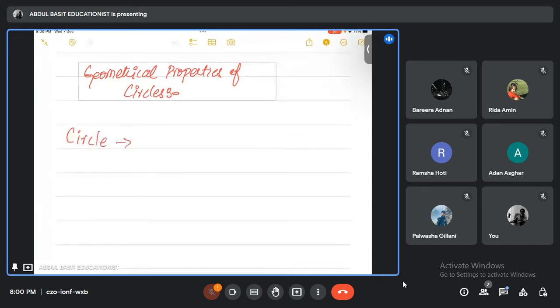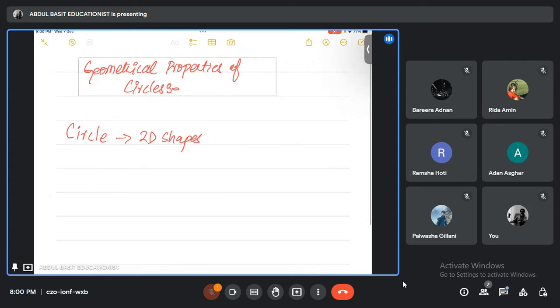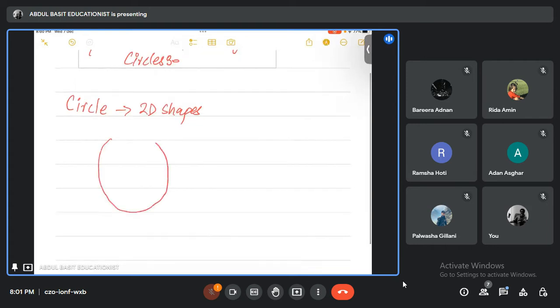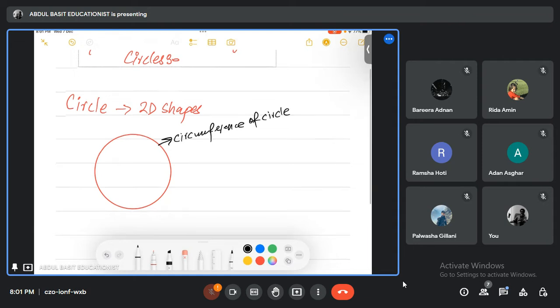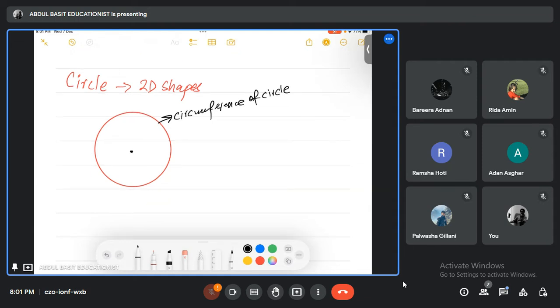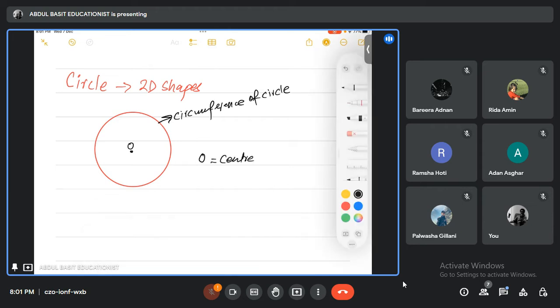So circle is a 2D shape. 2D shape means two dimension shapes. So how does a circle look like? It's like this. Okay. So the red is the circumference of the circle. This is known as the circumference of the circle. And there is a center. For example, point O. So point O is known as the center of the circle.